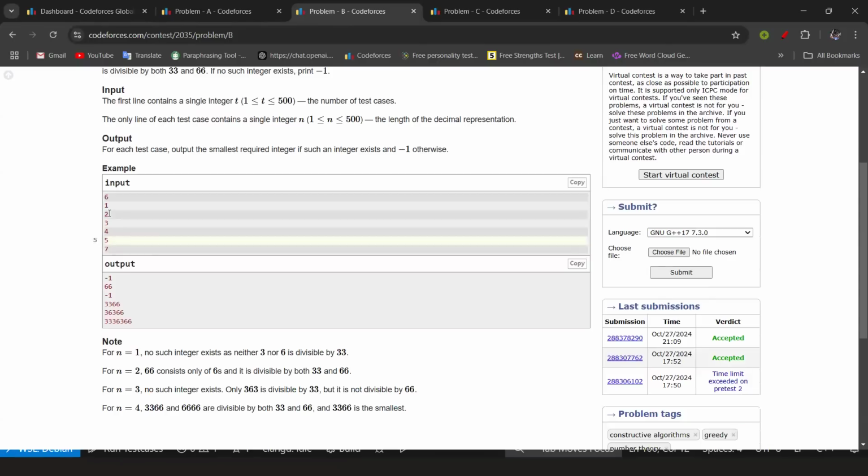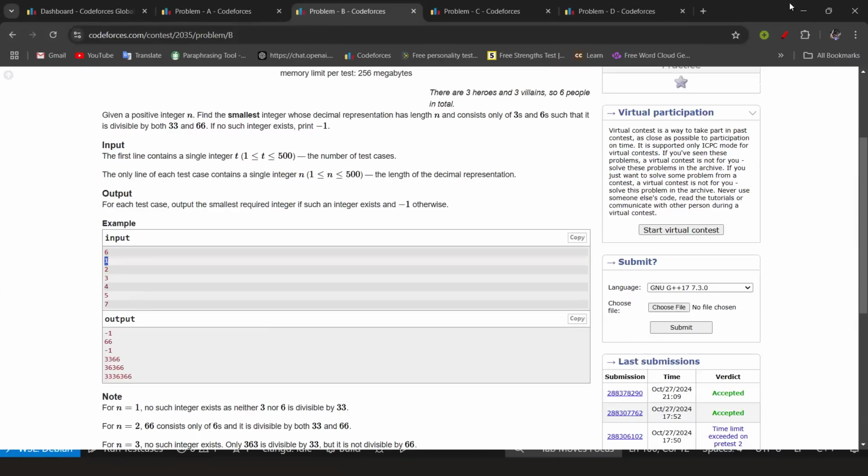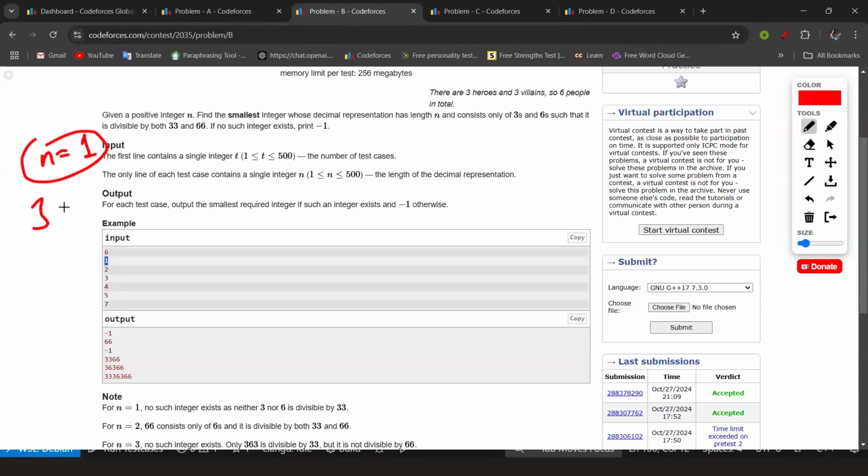So if you take the example, n equal to 1, it means I can only have one digit, and that digit can either be a 3 or a 6. So for n equal to 1, my only cases would be either 3 or 6. Now, neither 3 nor 6 is divisible by 33 or 66, so they both are not satisfying. So for 1, we would print -1. We don't have any such number satisfying our conditions.